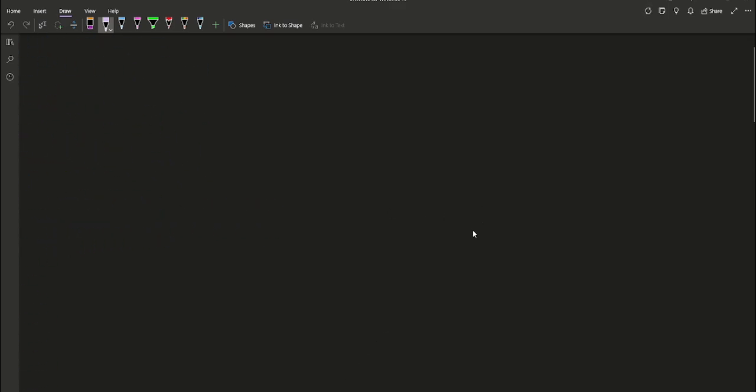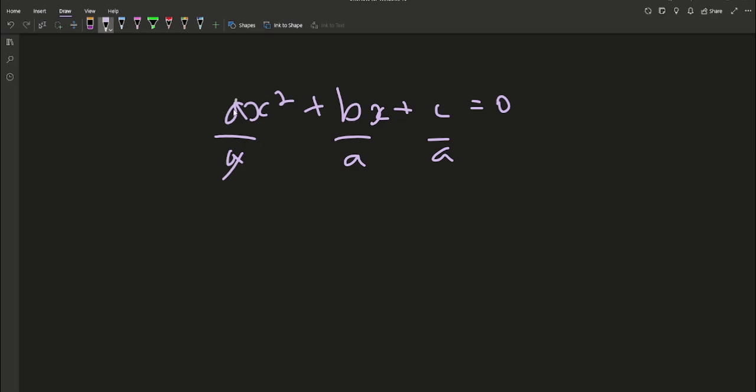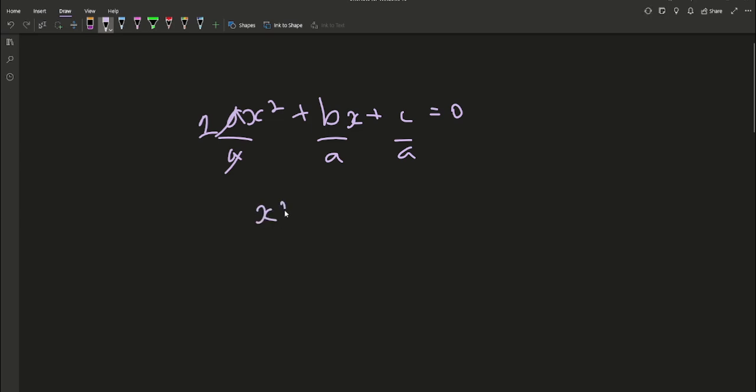This is how our general quadratic equation looks: ax squared plus bx plus c equals 0. Most of the time there is no coefficient with the highest degree, which is x squared in this example. So we will divide the equation by a. So a and a cancel out, and there is no coefficient left with the highest degree. So this is how our quadratic equation looks.